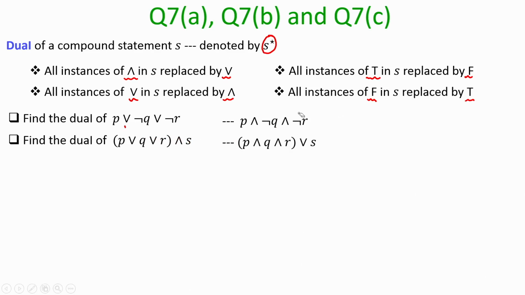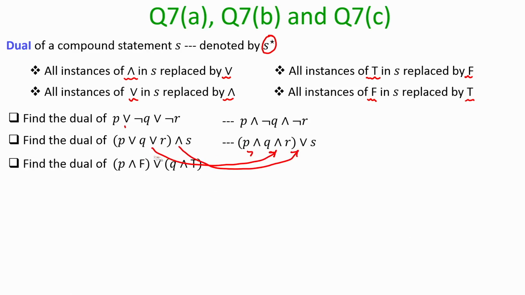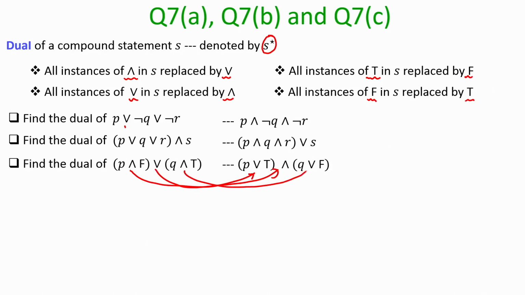In the same way, the dual of the second statement will be: this disjunction goes to conjunction, this disjunction goes to conjunction, and this conjunction goes to disjunction. Okay. The third statement, you have now some constants also involved. So, the conjunctions and disjunctions are converted, vice versa, and now you have false getting converted to true and true getting converted to false. That will be the dual. Okay.